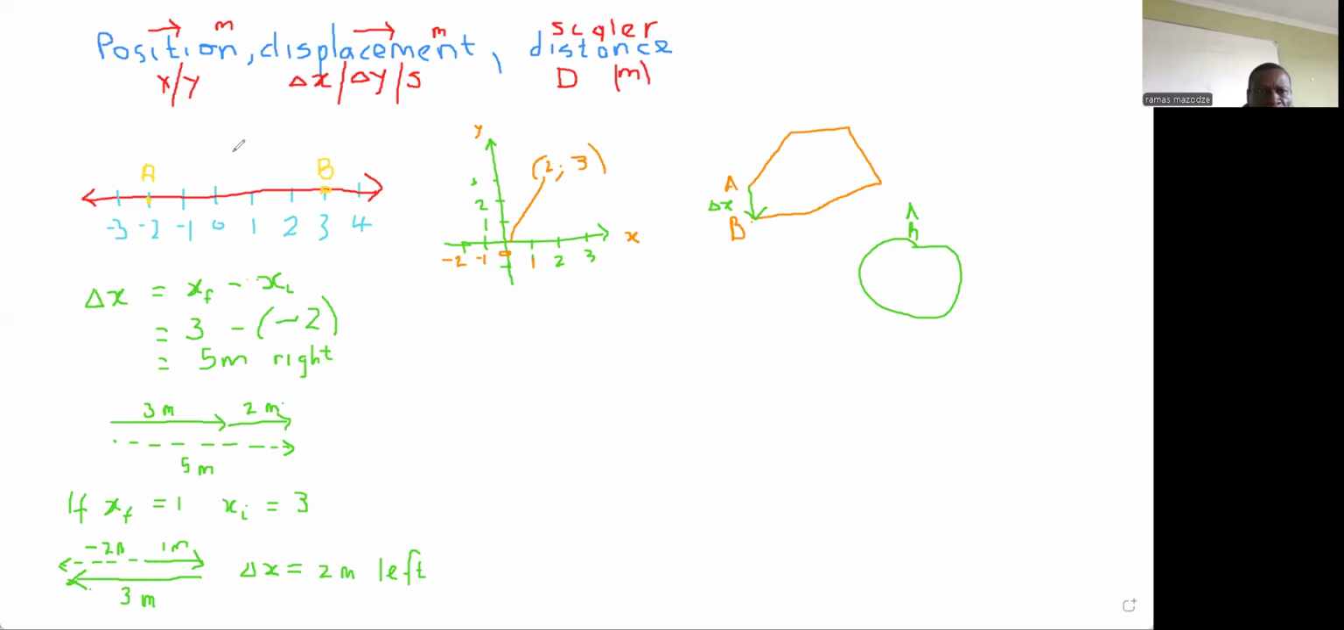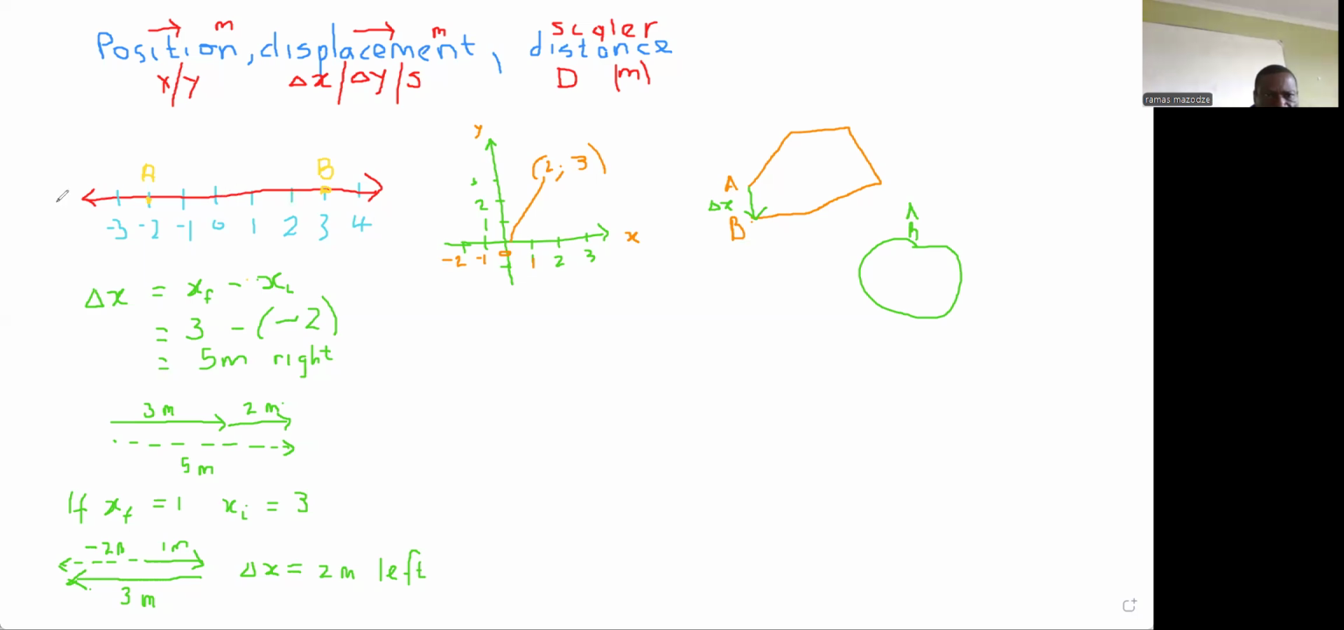So let's start with displacement. The first thing that we do in physics is we normally deal with what we call frames of reference. We use the x-axis and the y-axis as our frames of reference, right? And when we deal with kinematics, we usually take a point as a reference point.